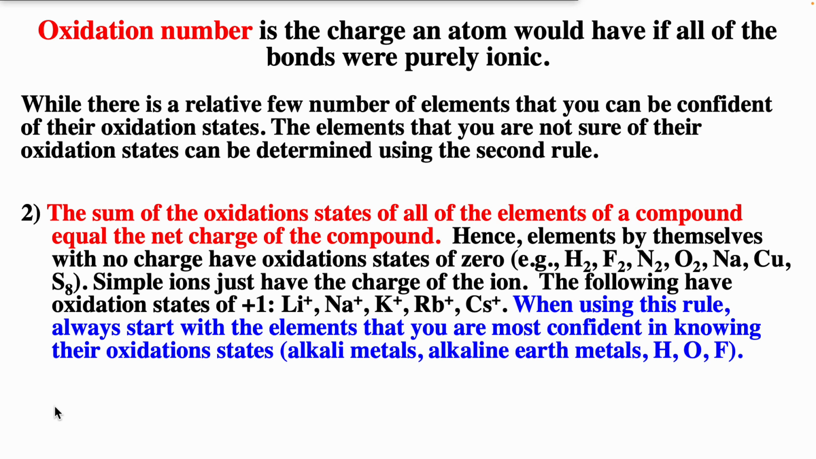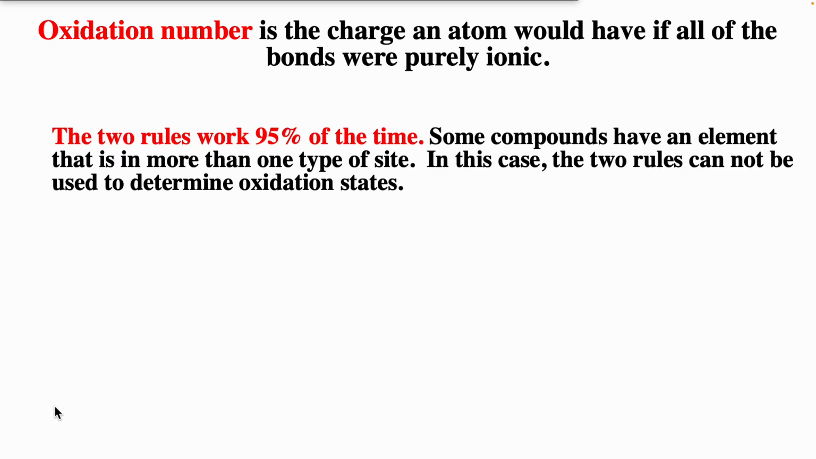And so when you're using this rule, you always start with the elements that you are most confident in knowing the oxidation states. And you just make sure that the sum of the oxidation states equals the net charge. And again, the two rules work 95% of the time. It's much faster than using the Lewis diagram. And so I always suggest you first try the two rules.